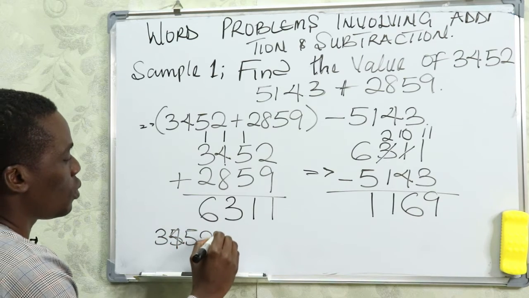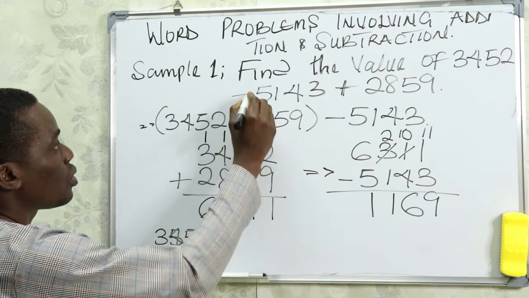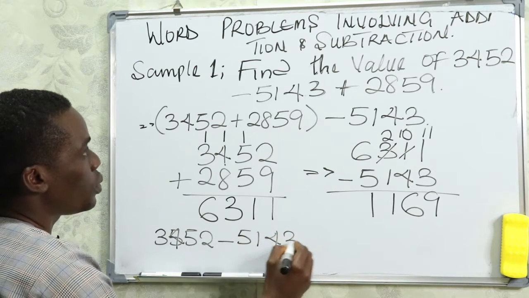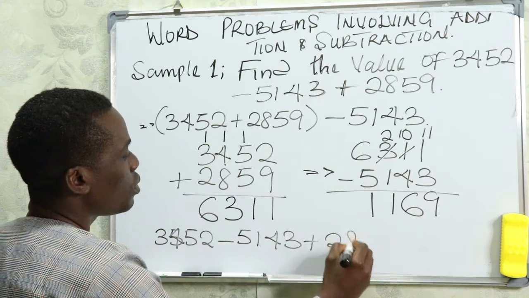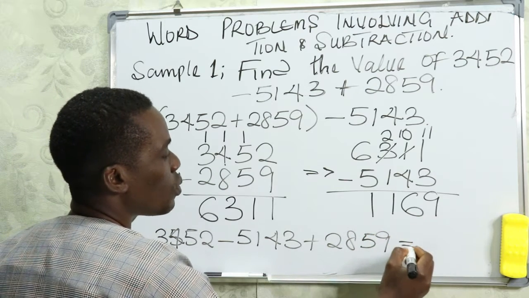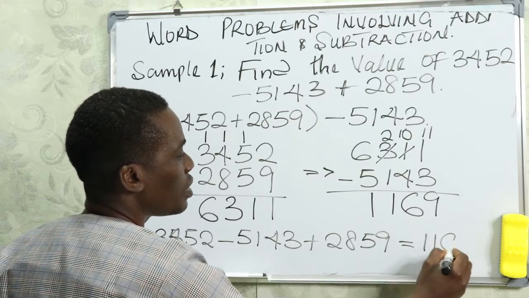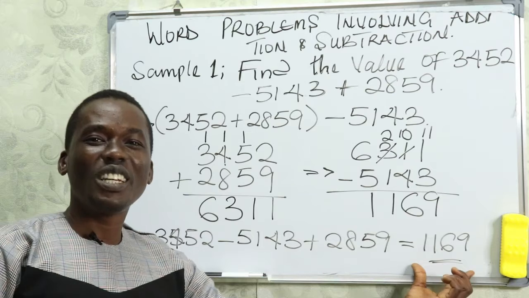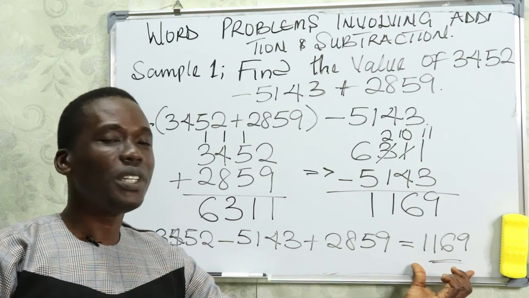So you see now that 3452 minus 5143 plus 2859 is equal to what? 1169. That's the final answer we are going to get. So you see, it's very, very easy.